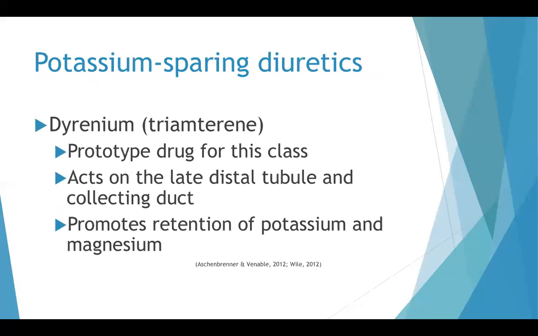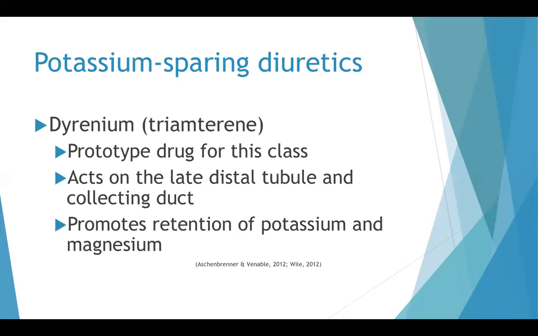Potassium-sparing diuretics. Dyrenium, or triamterene, is the prototype for this class. It acts on the late distal tubule and collecting duct. It promotes the retention of potassium and magnesium. These diuretics promote water and sodium excretion and potassium reabsorption by inhibiting the transport of sodium in the distal tubules. They have a weak effect on diuresis and blood pressure alone, but are often used in combination with either a loop or a thiazide diuretic.